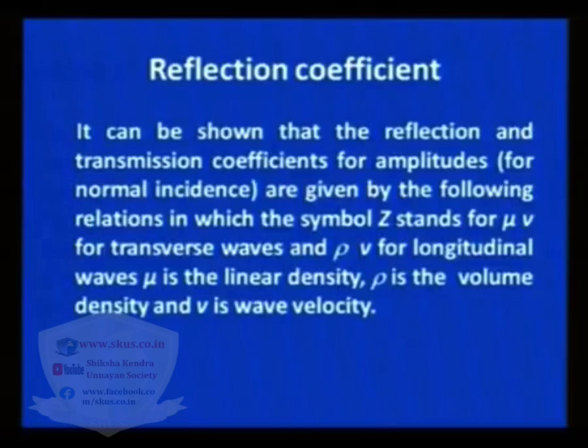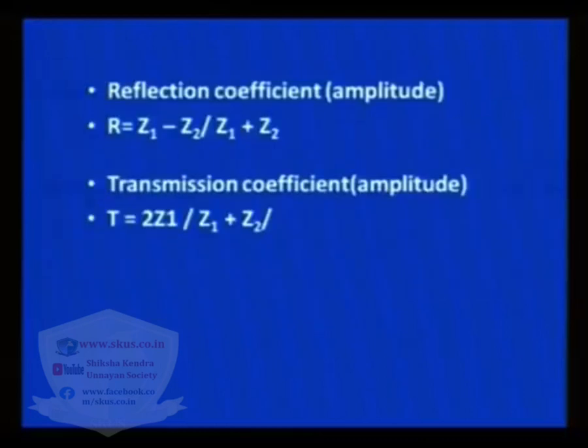Reflection coefficient is very important. It can be shown that the reflection and transmission coefficients for amplitudes, for normal incidence, are given by the following relations, in which the symbol Z stands for mu into V for transverse waves and rho into V for longitudinal waves. Mu is linear density, rho is volume density and V is the wave velocity, as we have already mentioned. So, reflection coefficient R will be equal to (Z1 minus Z2) divided by (Z1 plus Z2). Transmission coefficient is 2 Z1 divided by (Z1 plus Z2).